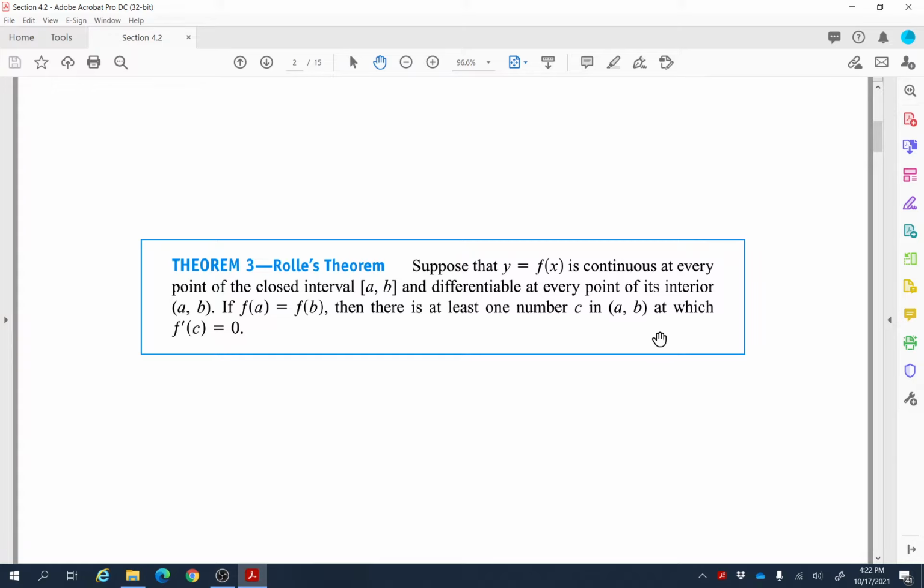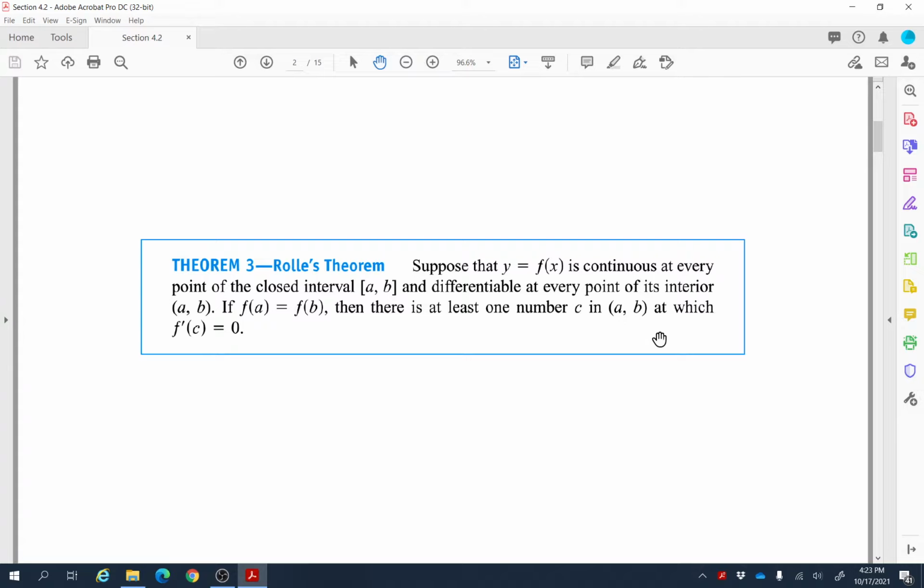If, and this is the condition for Rolle's theorem, the values of the function at the endpoints are equal, then there is at least one number c in the open interval (a, b) at which the derivative of the function at that point would be 0.